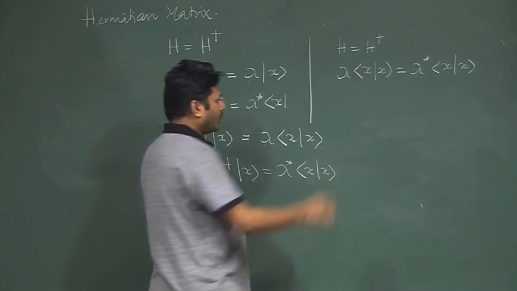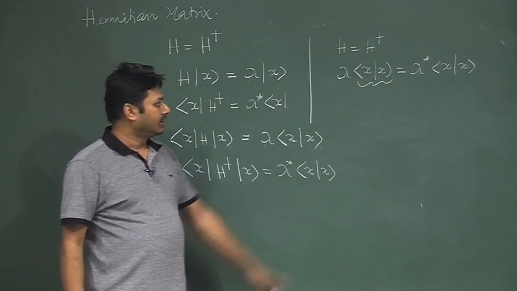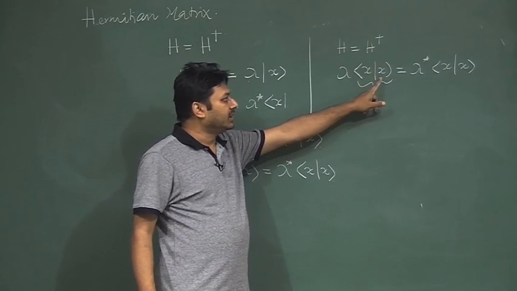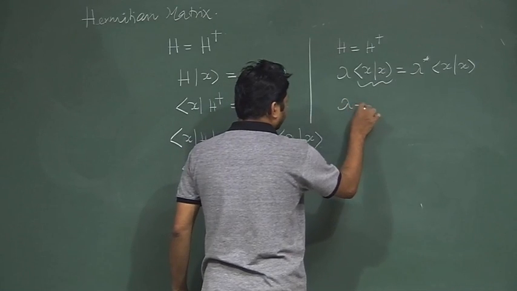Fine. What is this quantity? x, the vector inner product with the same vector. So this is a norm. So I can write this equation like this.